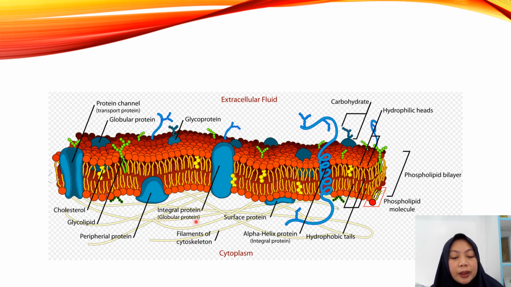The integral proteins are the ones that span the membrane. It also has this tail, which interacts with the hydrophobic part and the hydrophilic part. Then we also have the surface protein, the alpha helix protein. There are several classes of integral protein. This is how the phospholipid bilayer looks like.